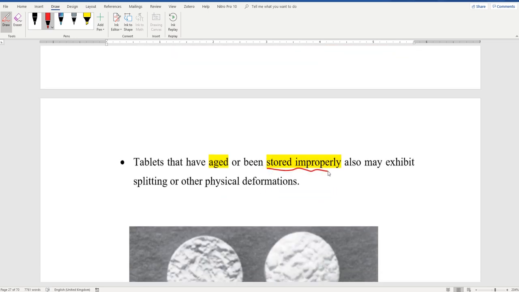Also, during storage, especially if it was improper storage, the material inside the tablet, for example the drug, might start changing in its form. For example, I'm using an amorphous drug, and you took this in physical pharmacy 1. With time, it might change to crystalline in the tablet because of improper storage. This change will also cause lamination or capping.